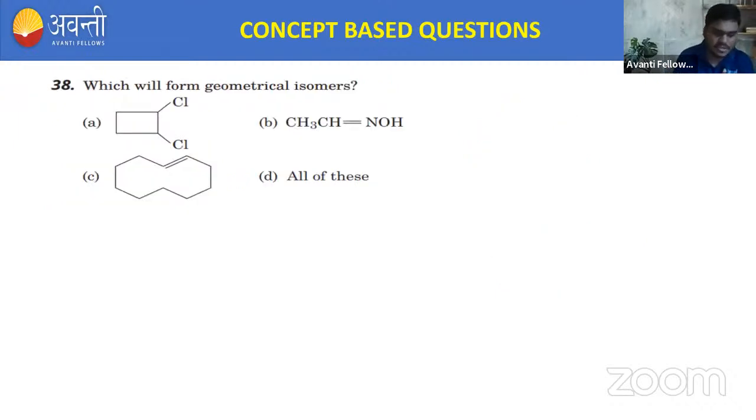Now answer this quickly. Question number 38: which will form geometrical isomerism? Tell me quickly. A, B, C, or D? All of these? No one? Try to answer this question, it is a simple one.